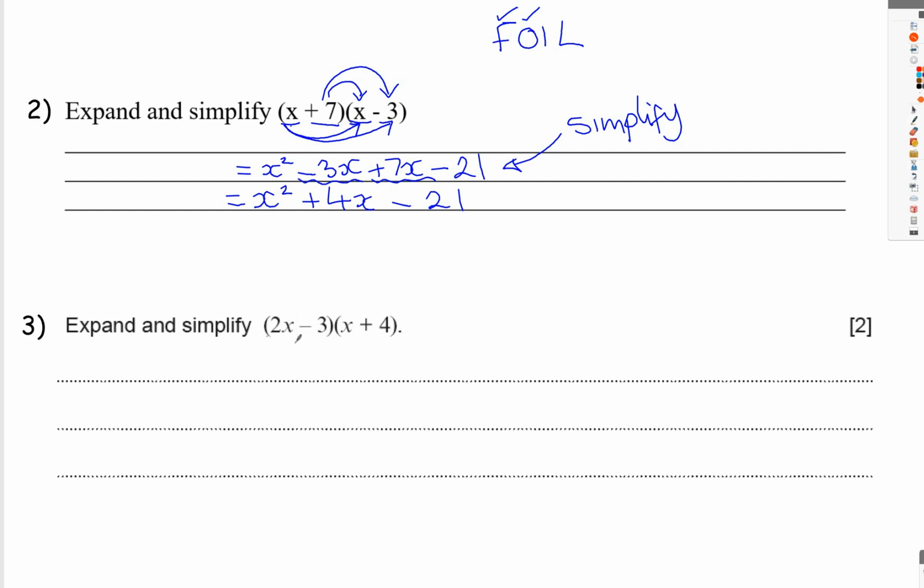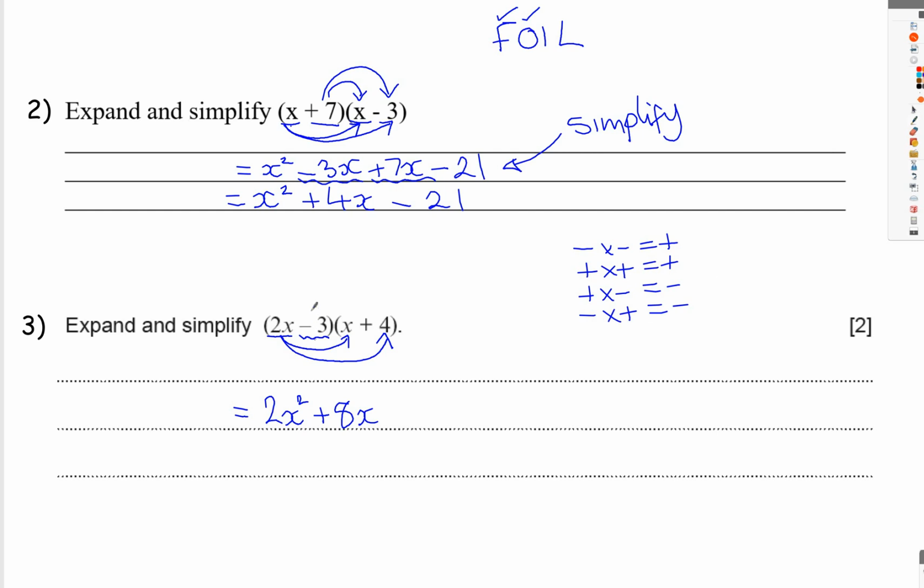So again, take 2x and multiply it by x. They're the first in each bracket, so that gives you 2x squared. Then we take the 2x and multiply it by plus 4. They're outside each bracket, so that's plus 8x. Next up, take the minus 3. Now, if you've got a minus, be careful. Remember that a negative times a negative is a positive, times a positive is a positive. If the signs are different and they're being multiplied together, then it is a negative.